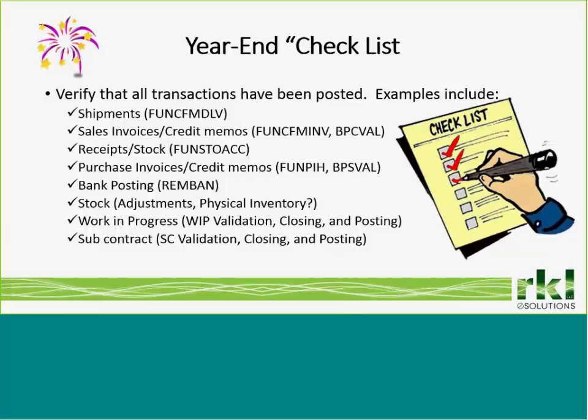The last two, work in progress and subcontractor, have similar postings, but you want to make sure that any WIP has been validated and posted, as well as any subcontracting. You might want to run some utilities or a report to show what hasn't been validated, and make sure that those two have been validated. Your year-end checklist does include your month-end checklist as well, but these are some things that need to be posted before you can go through year end.